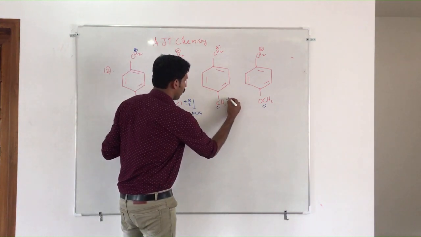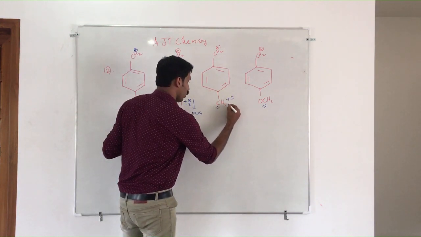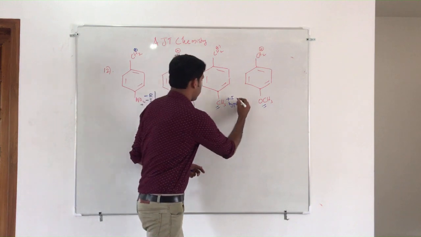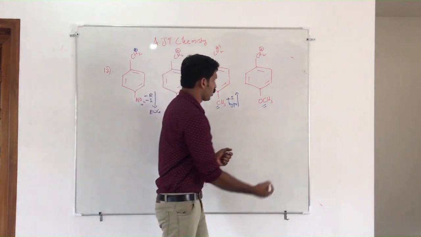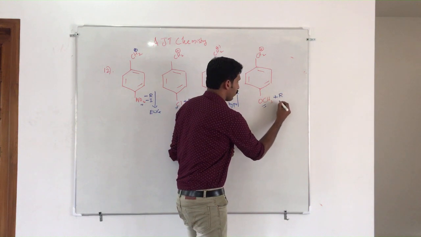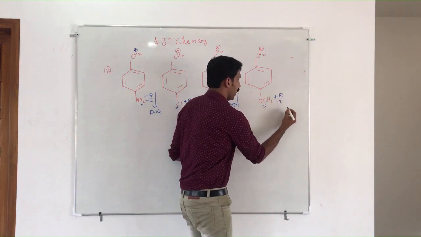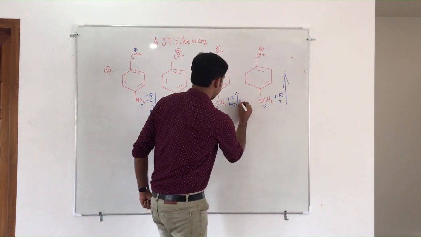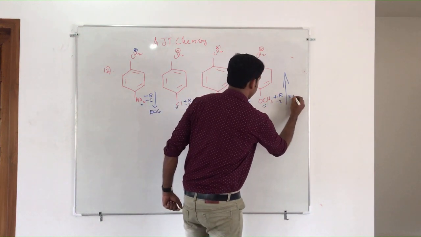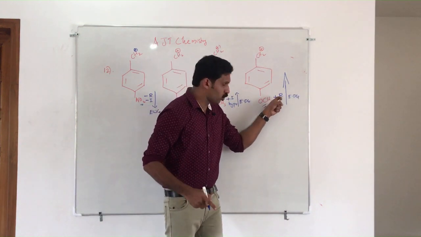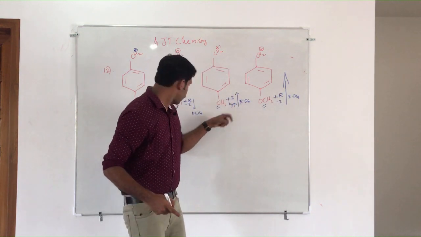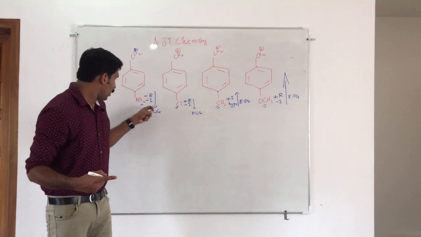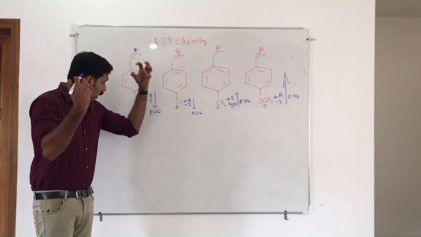CH3 has a plus I effect and also hyperconjugation, so CH3 has plus I. That means it is an electron donating group. OCH3 has a very high plus R effect and a very small plus I effect, and the net effect is again electron donating. It is an EDG group. Here the EDG effect is due to the plus R effect. Here EDG is due to the plus I effect. Here EWG is due to minus I effect. It is minus R effect and minus I effect. Both are EWG groups.